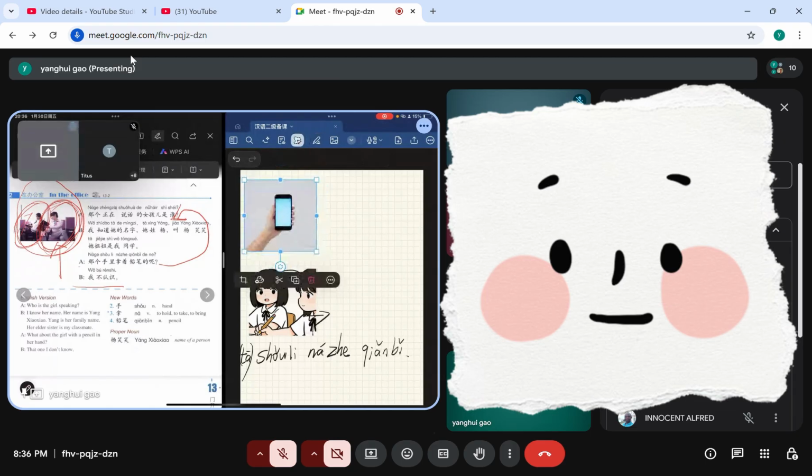Okay, so look at this picture. So we can see this one, and she is holding a phone in her hand, right? So how can we say that? You can just follow this one.